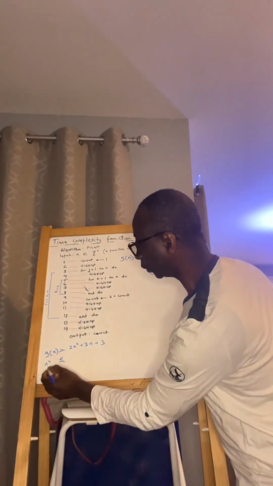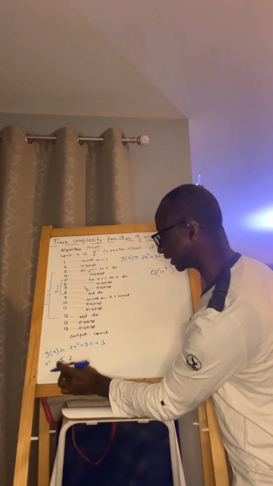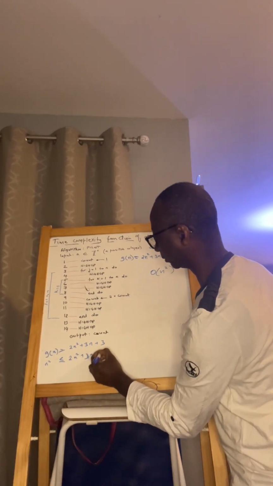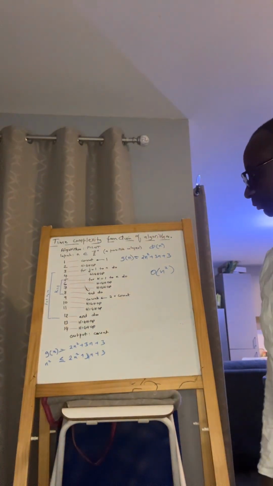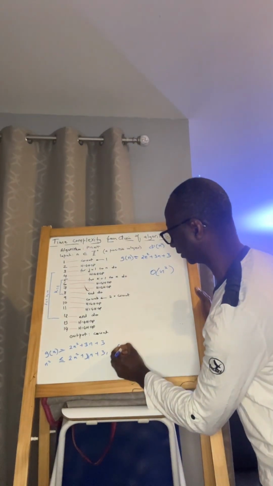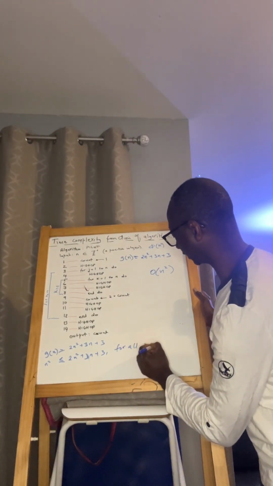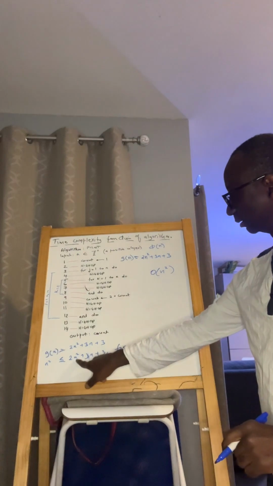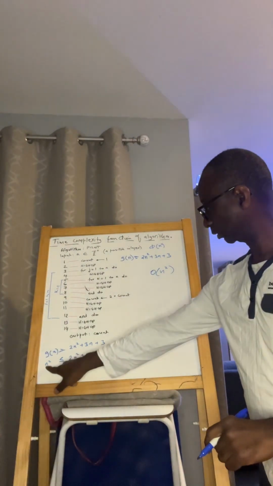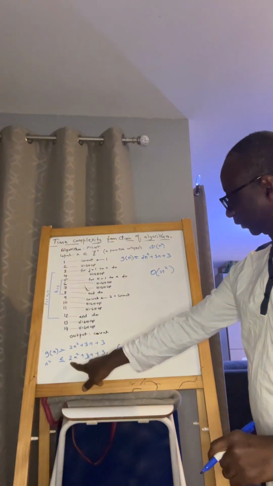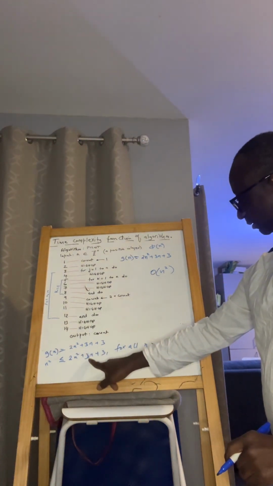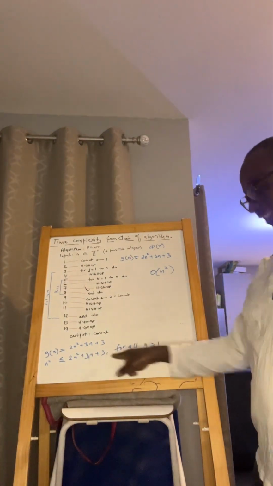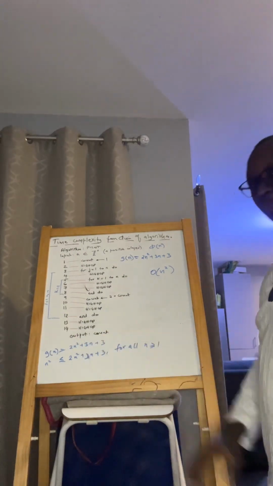So you know n squared is less than or equal to 2n squared plus 3n plus 3. This is true for all n greater than or equal to 1. If you put 1 in the place of n, you'll find out that this is going to be 1. And this is obviously now 2 plus 3 plus 3, so it's going to be 8. So it means 1 is less than 8. We'll take the less than case, which is true. That's what you want to prove.